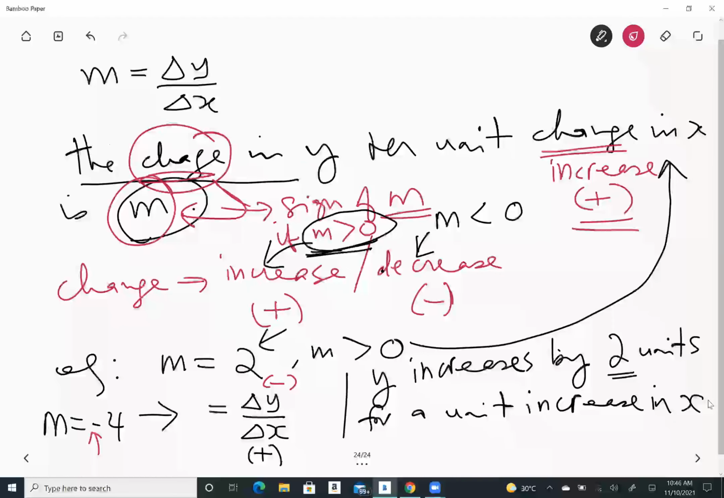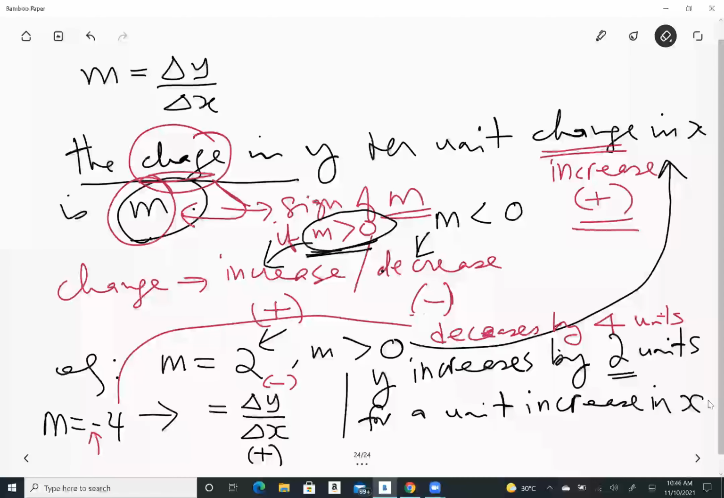So this new value: Y decreases by 4 units for a unit increase in X. Everything else, the second part of the description, will be the same. So that is when M equal to -4: Y decreases by 4 units for a unit increase in X. Okay, good. Any question?